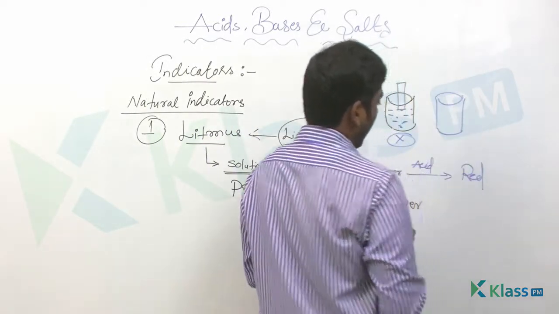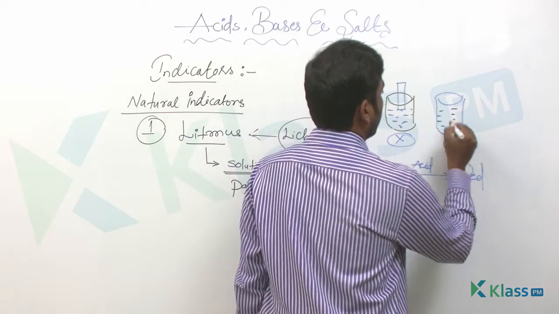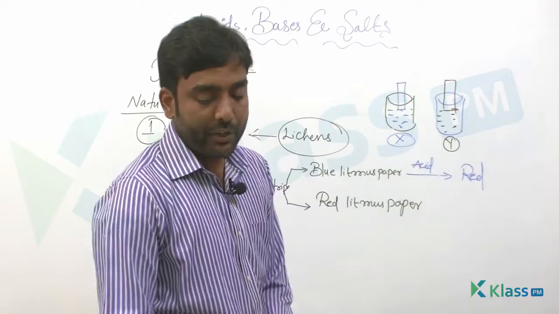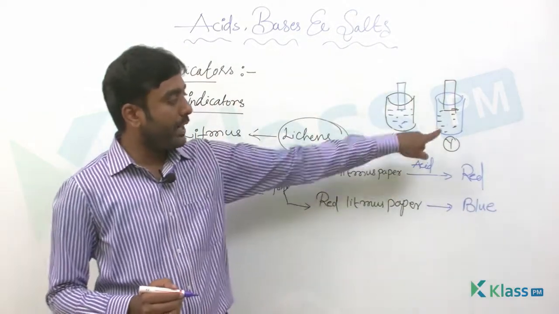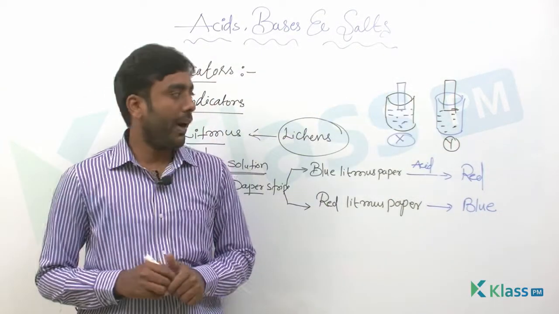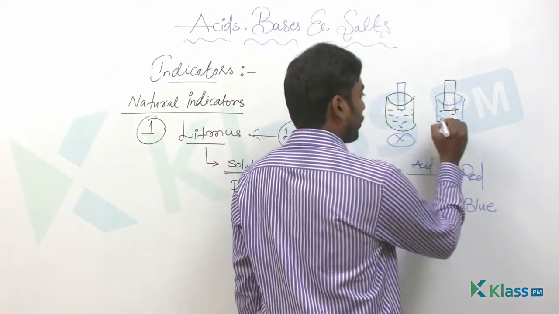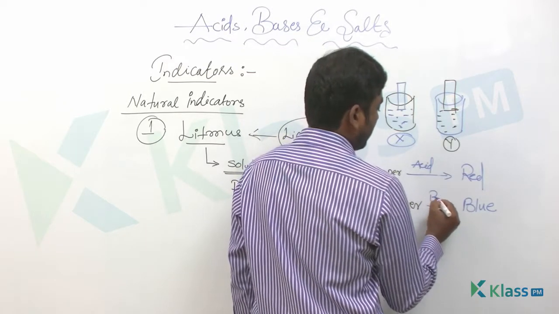So in another beaker I have taken another solution, solution Y. I kept this red litmus paper in it, and this red litmus paper changed into blue color. So when I kept red litmus paper in the second solution, the Y solution, it changes into blue color. So I can conclude that the solution in the Y beaker is a base.